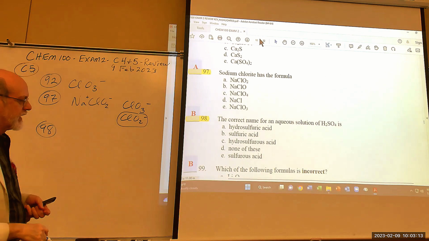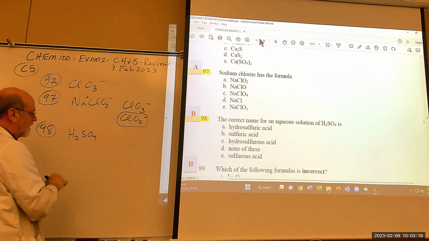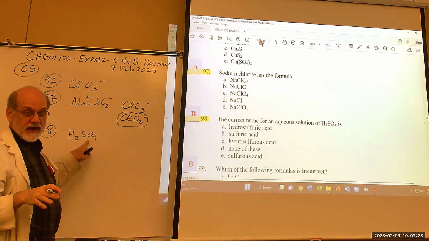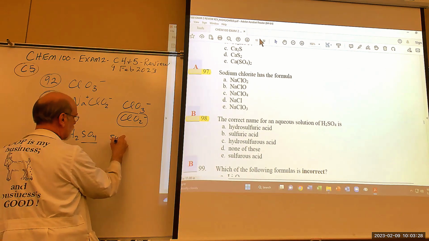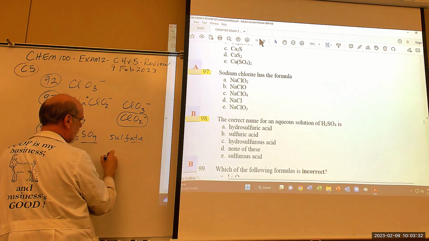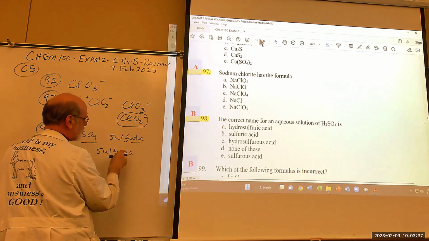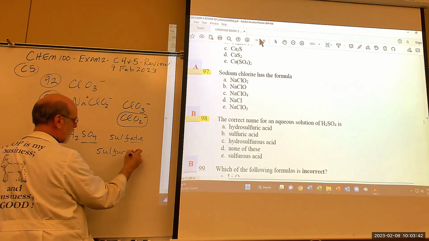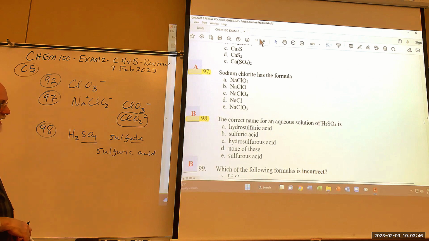The correct name for an aqueous solution of H2SO4. All right. We don't start with hydro, so we have to know what is that. That is sulfate, polyatomic ion. So 8s become X. Only we modify it just a little bit. Sulfuric rather than sulfic. Sulfuric acid is the name for that compound in aqueous solution.